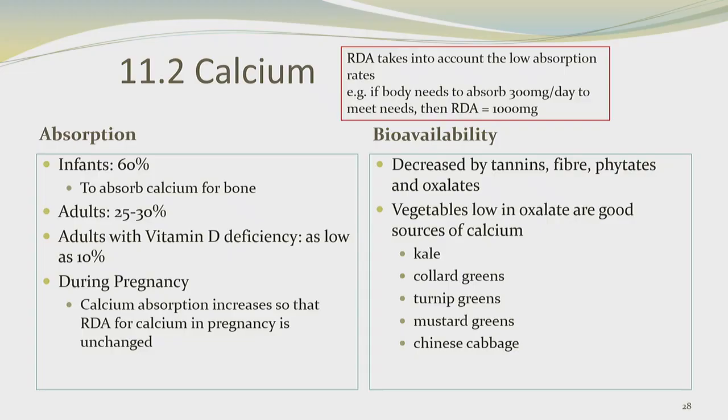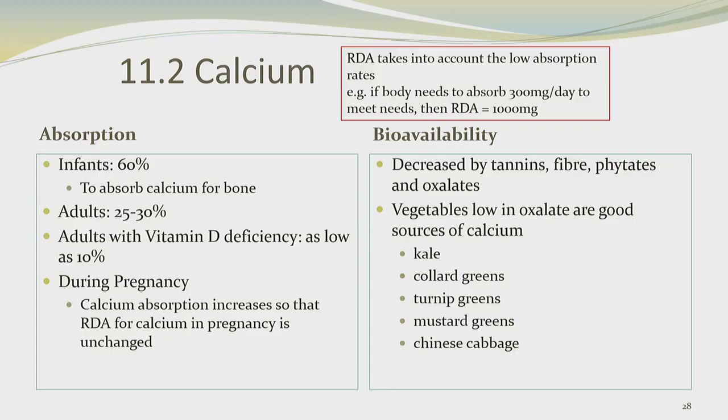So as shown here, the RDA takes into account the absorption rate. For example, if the body needs to absorb 300 milligrams per day to meet its needs, then the RDA will be set at about 1,000 milligrams. And that is just to account for the fact that only 30% of it will end up being absorbed into the body. Okay. So we've talked about infancy, absorption from breast milk.